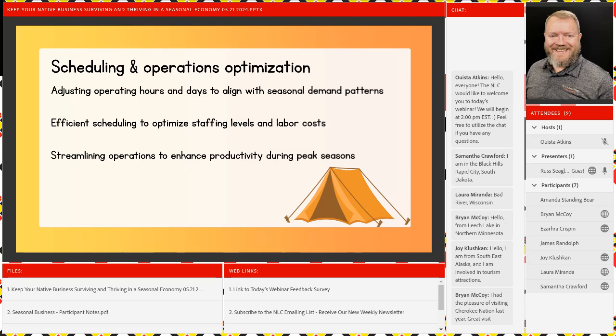Scheduling your operations, optimizing your operations is critical. Adjusting operating hours and days to align with seasonal demand patterns. Look, again, if you're already forecasting your cash flow, it's going to make it so much easier to start forecasting your staffing, because you're going to see those peaks and valleys. You're going to know on Thursdays, Fridays, Saturdays, and Sundays, I've got to have more people in here. And I've got to have more people in here from, say, 2 o'clock to 7 p.m. than any other time during the day. When you start watching your cash, it's going to inform how you staff your business.